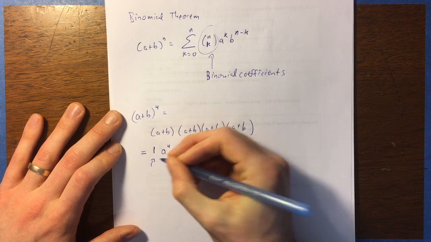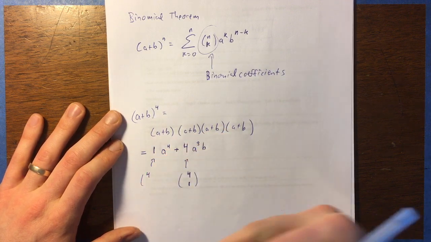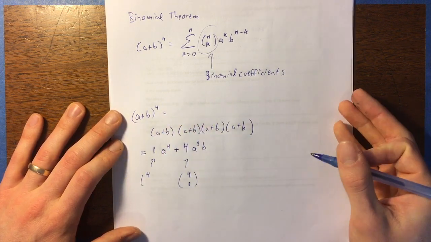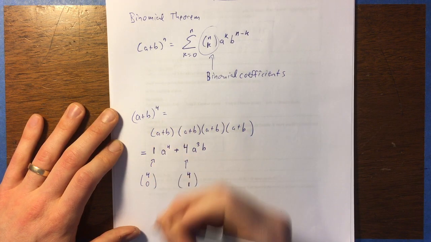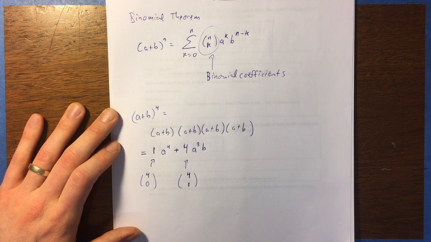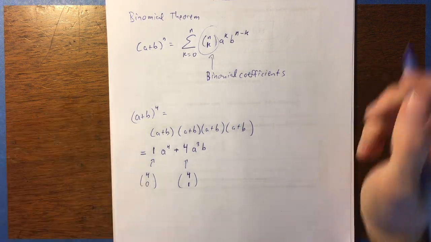All right, this one over here is saying, what if we're not selecting any b's? They're all going to be an a, so of the four binomials, select none of them to be b. 4 choose 0 is always 1. Anything choose 0 is always going to be 1.